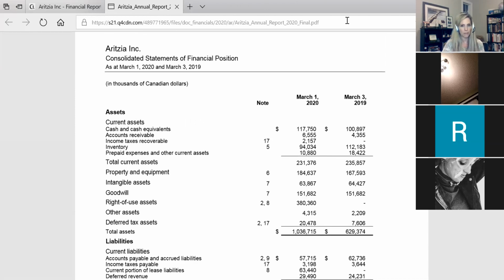So hopefully this has helped. I'm going to stop sharing my screen here for a minute. Unless there are any questions about the statements, I'm happy to stay on this website. They're easy to find.